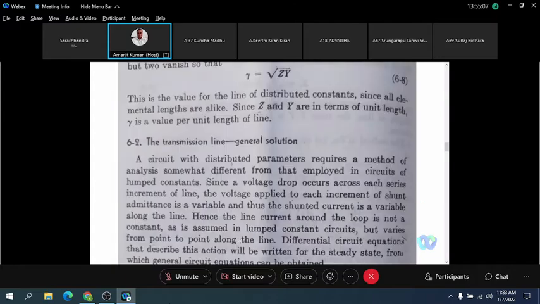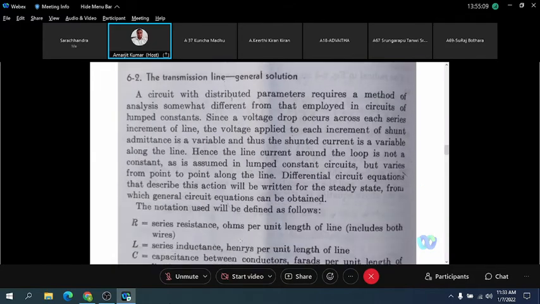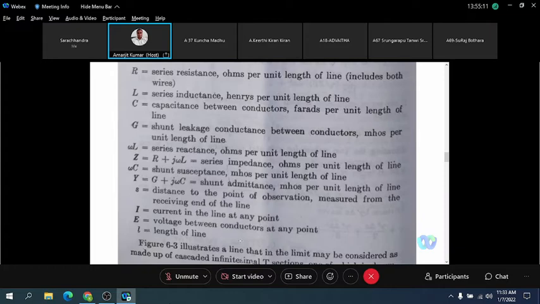So we are doing the general study. How is this uniform transmission line different from the lumped circuit model? Can you tell how it will be different? The transmission line is made of an infinite number of cascaded T sections. So we are assuming that the distributed transmission line is made up of an infinite number of cascaded T sections.